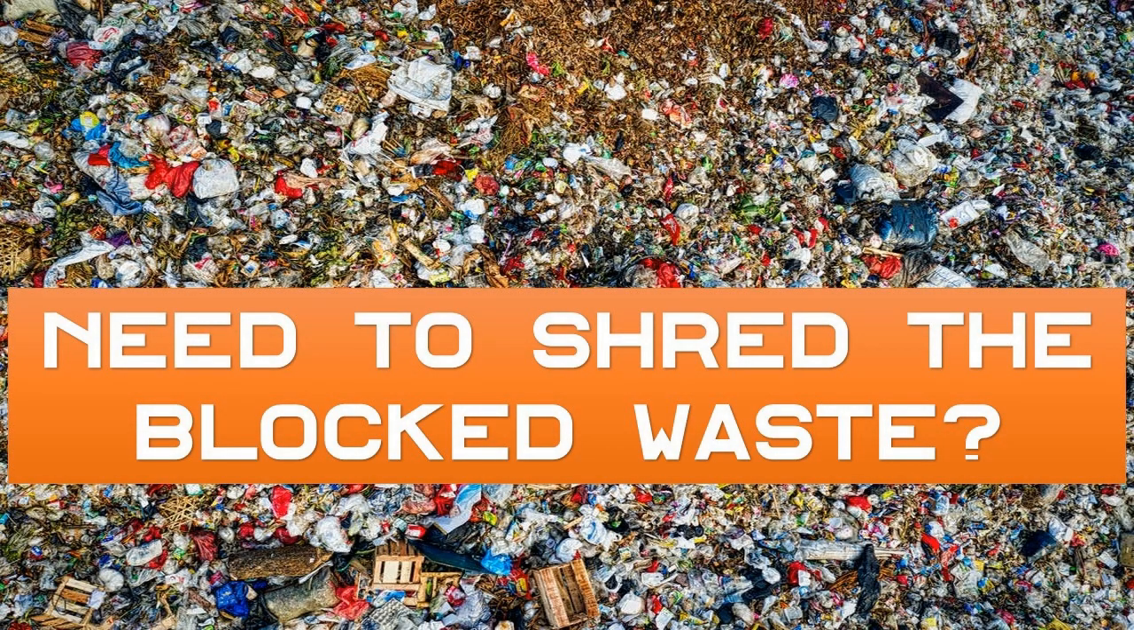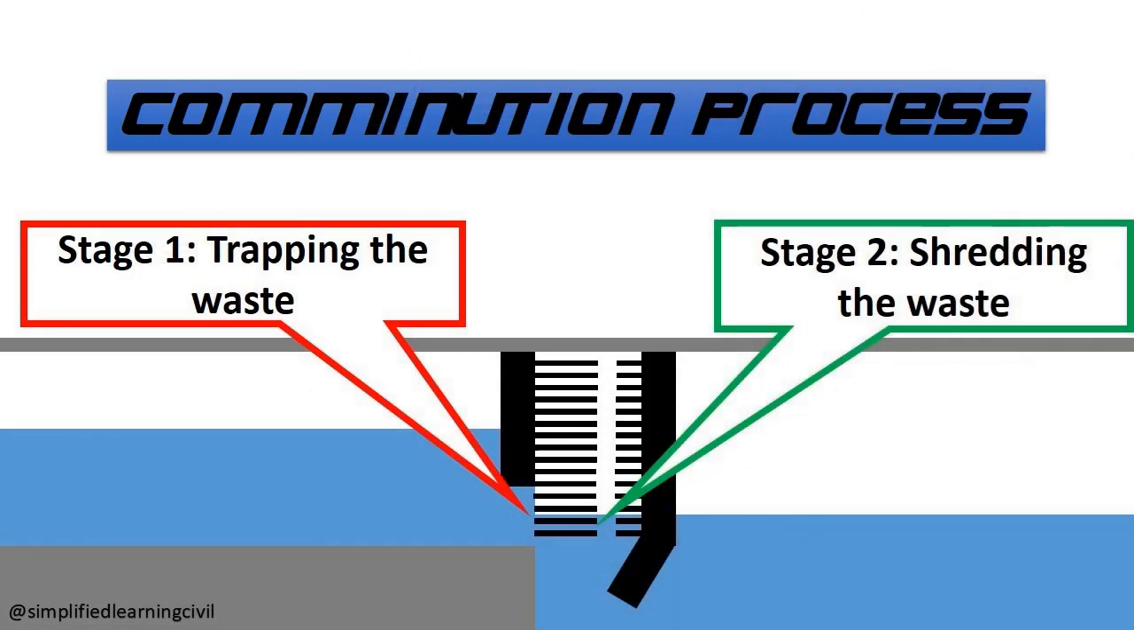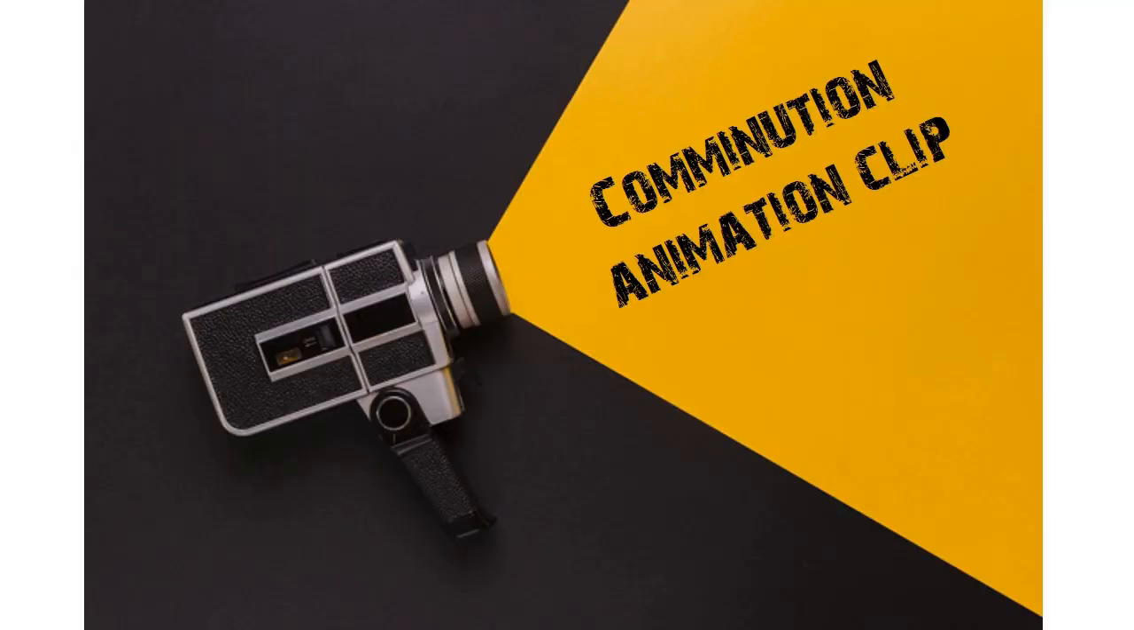What would you do if you wanted to shred the trapped waste and send it forward for treatment? The answer is comminution. Comminution is actually two process units, that is screening and shredding. The debris is trapped and then shredded in the comminution process. Comminution is visualized in the video. Let's roll it.